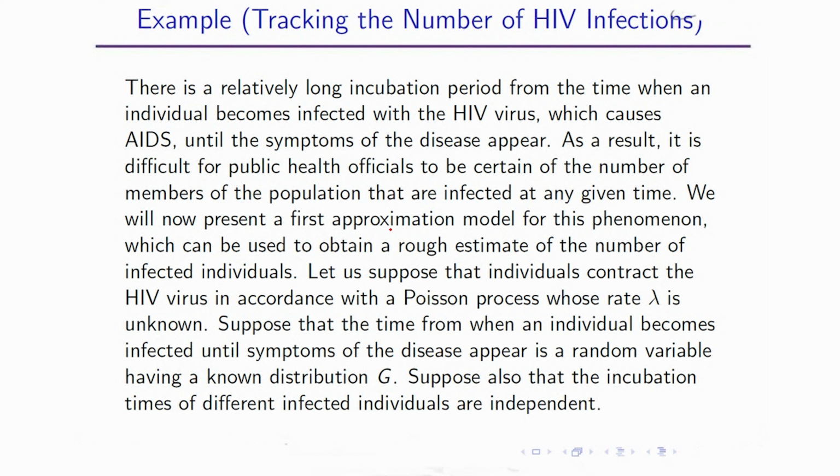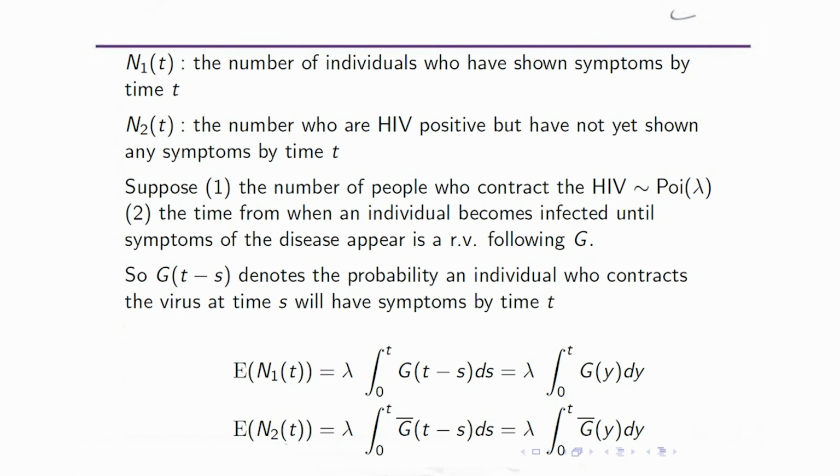And this is the first approximation model for this phenomenon. We suppose that individuals who contract the HIV virus do so in accordance with a Poisson process with rate lambda, and lambda is unknown. Further suppose that the time from when an individual becomes infected until symptoms of the disease appear is a random variable having a known distribution G. Suppose that the incubation times of different infected individuals are independent.